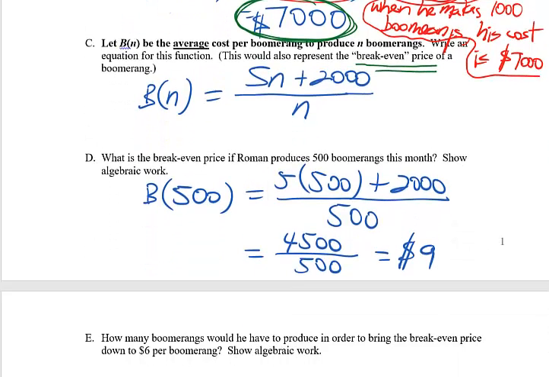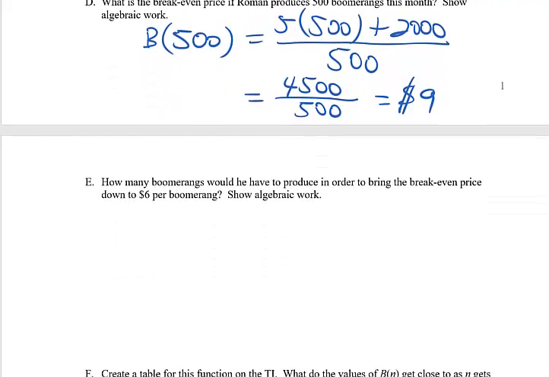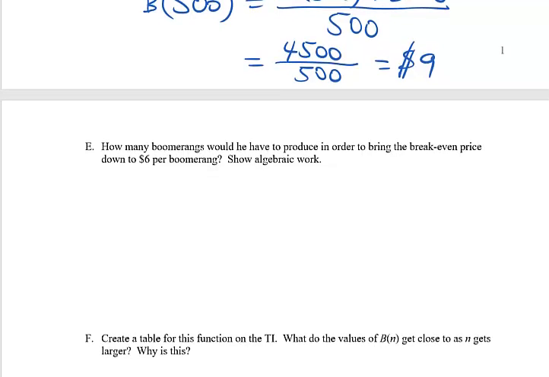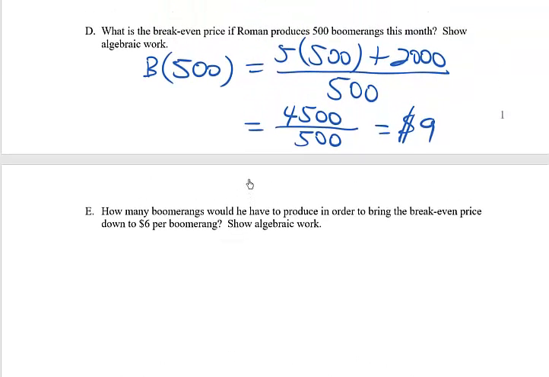Well, that takes us to part E. Part E says Roman decides that's just way too high. He needs to bring his break-even price down to $6 per boomerang. He figures 9 is too high. Well, his only hope is to make more. He's going to have to make more so that those fixed costs get distributed amongst more boomerangs. Now, I want the break-even price to be $6.